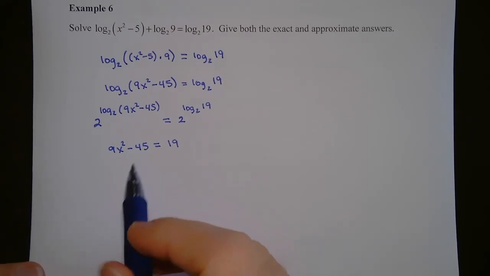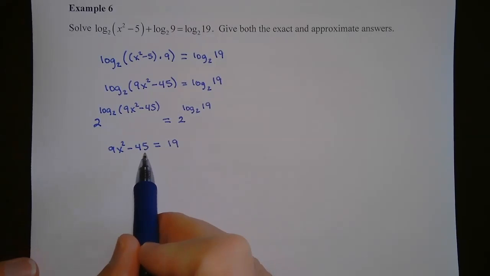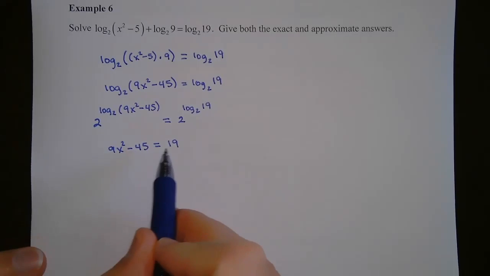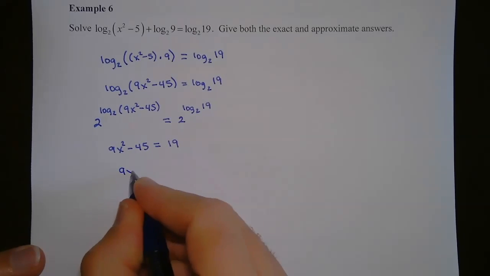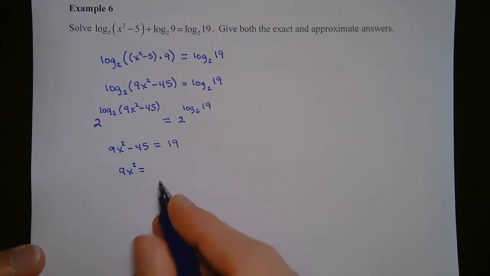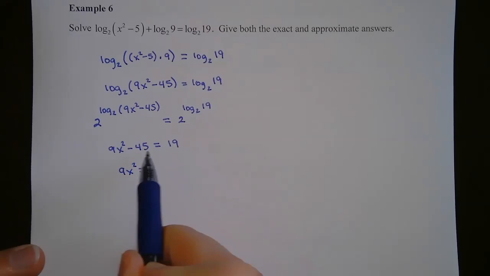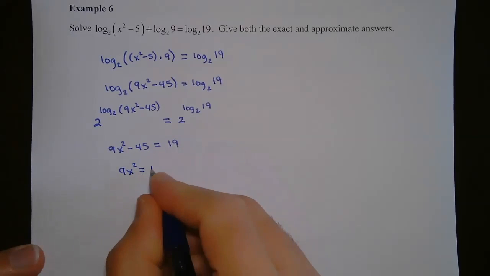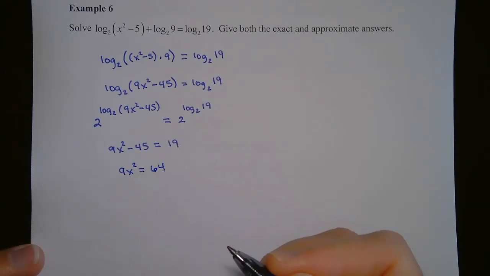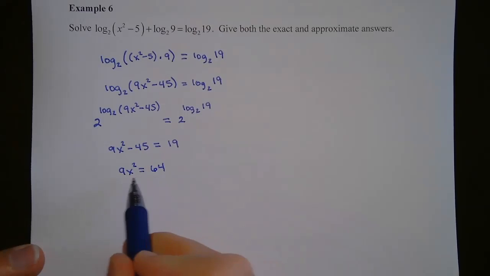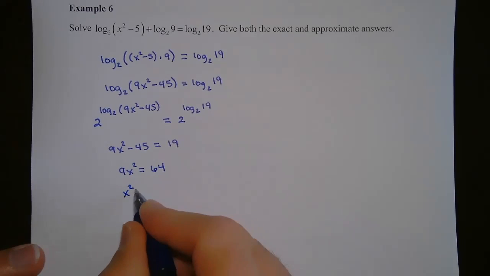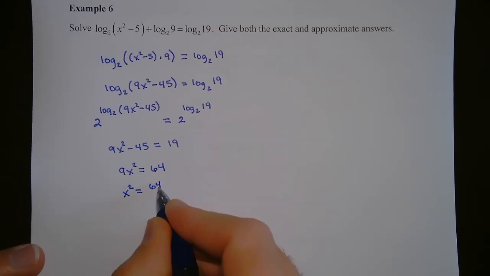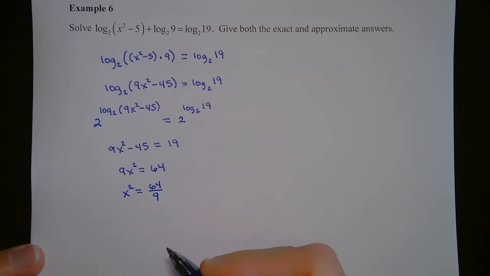So to solve this one, what I want to do is add 45 to both sides. That would give me 9x squared is equal to, and if I add 45 to 19, that would give me 64. And then I'm going to divide both sides by 9, and that would give me x squared is equal to 64 ninths.